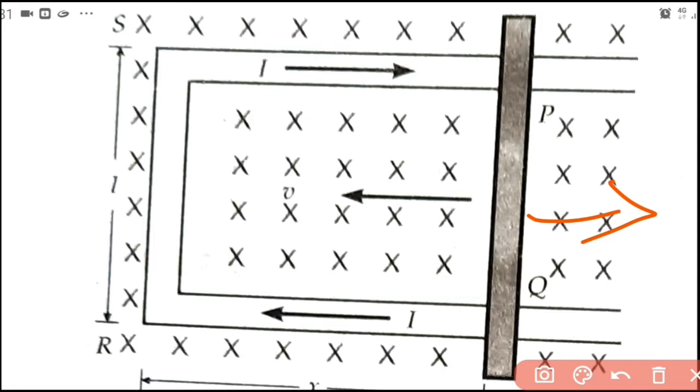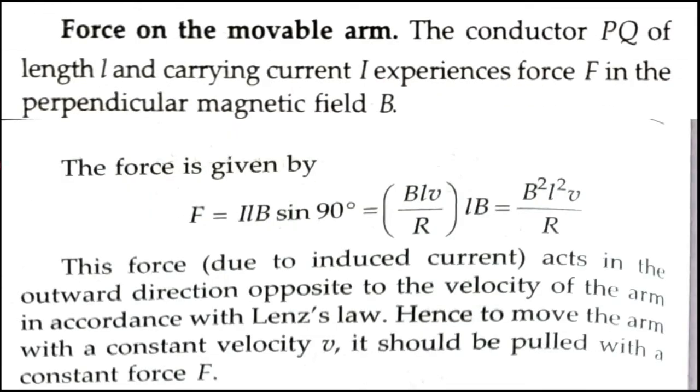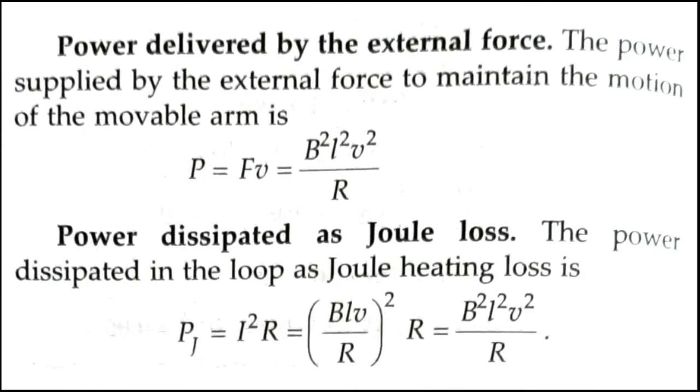The force needed to be applied on the conductor PQ to move it towards the side RS without any acceleration is B square L square V by R. And the direction of application of force should be against the force experienced by the conductor, that means in a direction towards RS. In that direction only we are applying the force. So that way we get the expression for force applied: B square L square V by R.